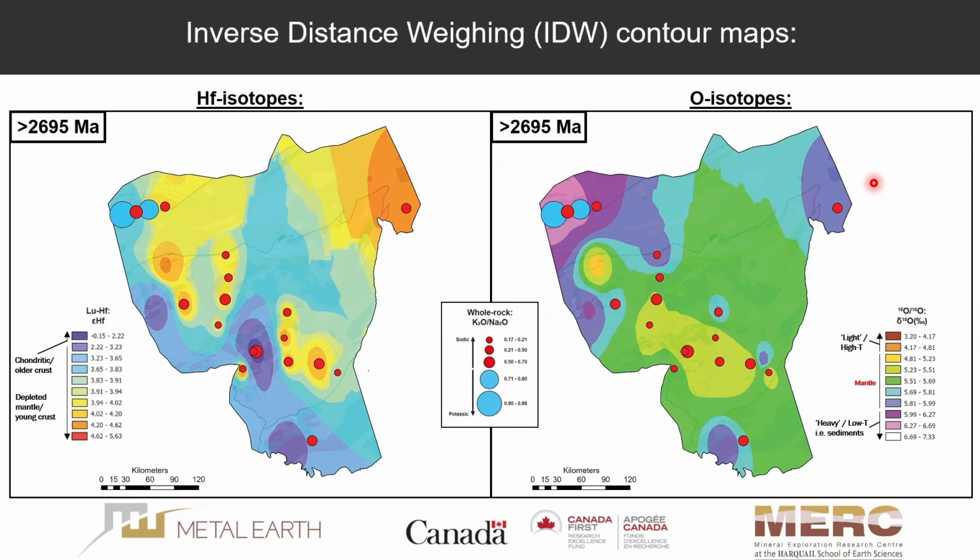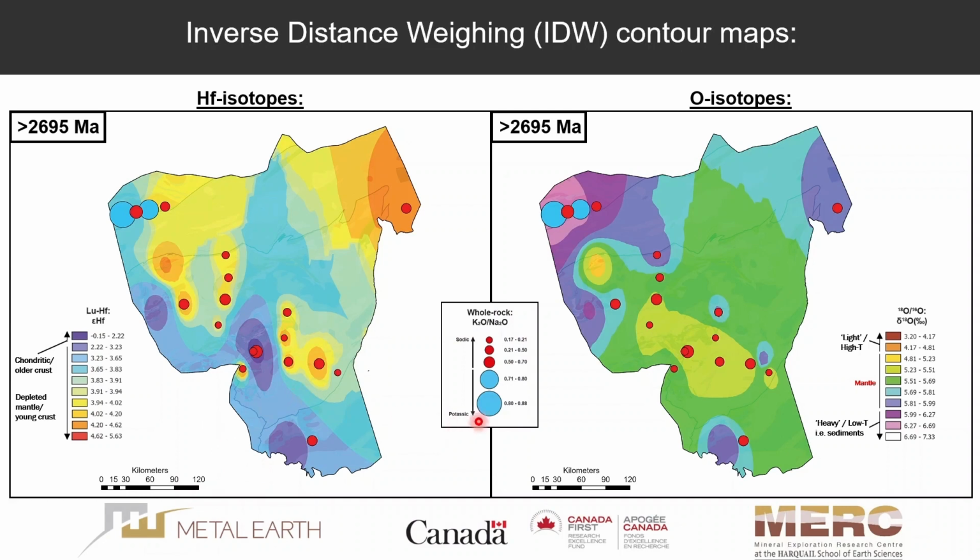And just to explain these maps a little bit, the inverse distance weighing contour maps are the first layer that you see laid over this area. You can see there are colors that are colder and they get increasingly warmer. What they mean is basically that these blue areas have negative or lower epsilon Hafnium values, so they're typical older crust. And as you move towards the warmer colors, these are younger crusts, or they have a depleted mantle source.